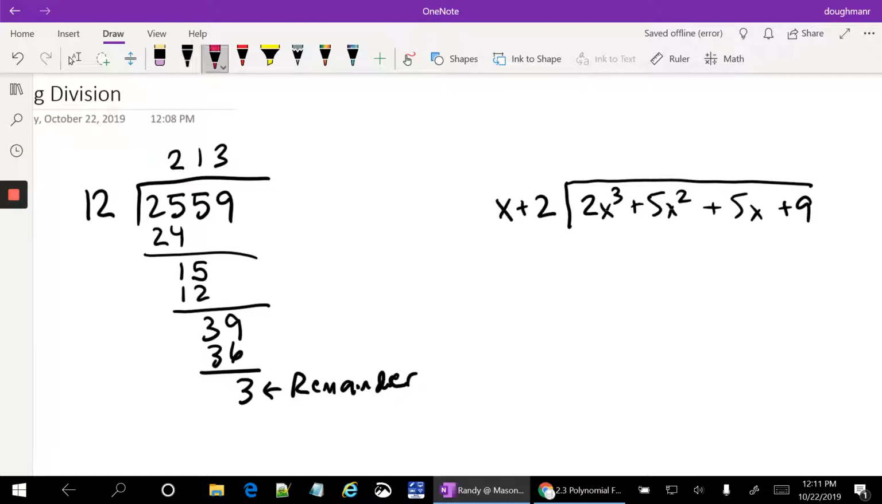And now I'm going to go through the same kind of thinking. How many times does x plus 2 go into, let's go ahead and look at this first, 2x cubed and 5x squared? And I think I'll just help you out by putting a 2x squared there. So I realize that 2x squared times x is 2x cubed. And 2x squared times 2 is 4x squared.